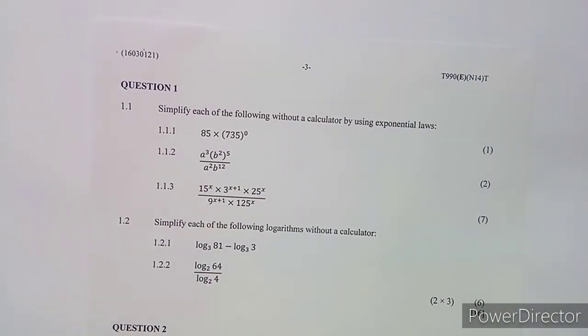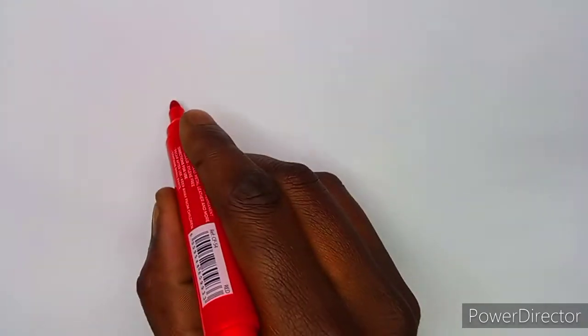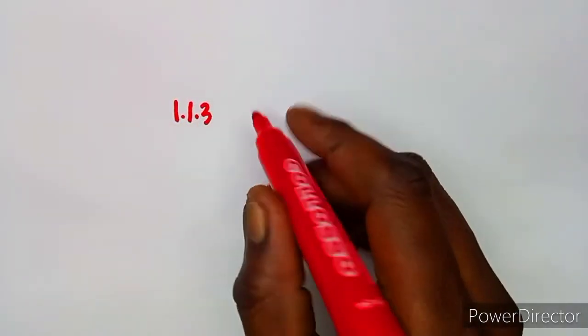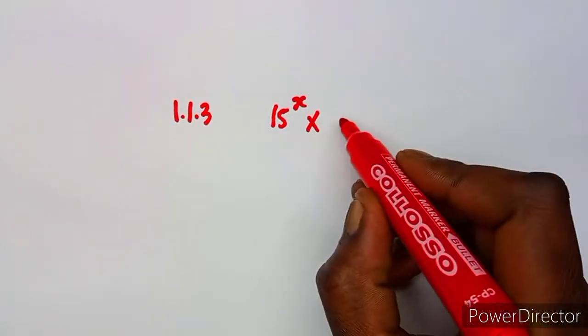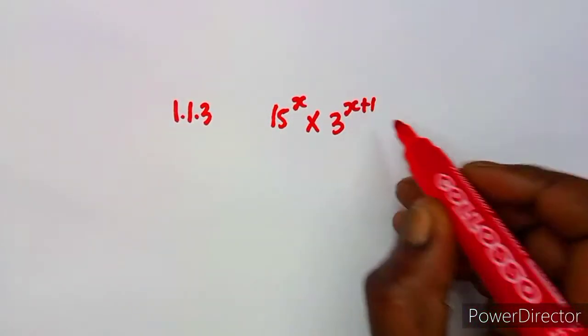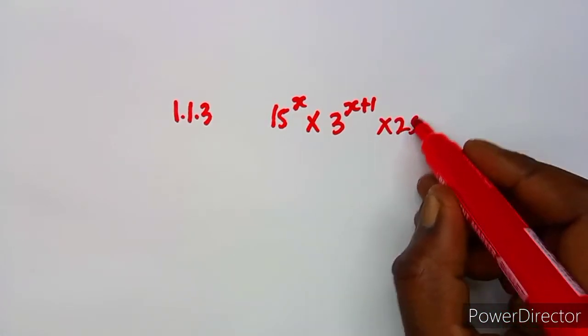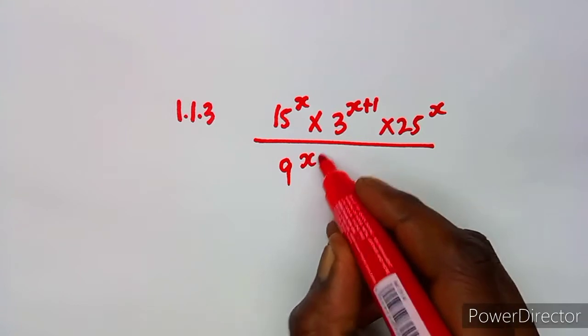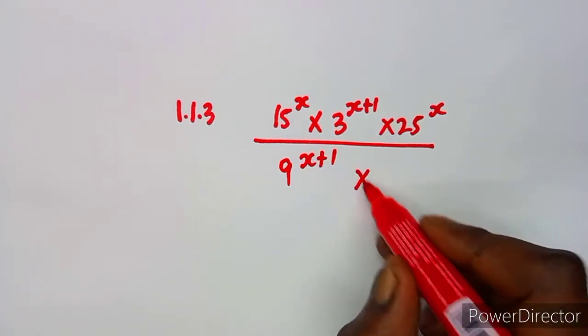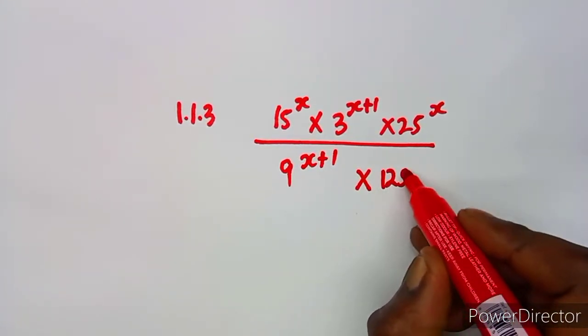Another question was on 1.13, still applying the same thing without using a calculator. So let me just have the question here. That's 15 to the exponent of x multiplied by 3 to the exponent of x plus 1 multiplied by 25 to the exponent of x, everything over 9 to the exponent of x times 1 times 125 to the exponent of x.